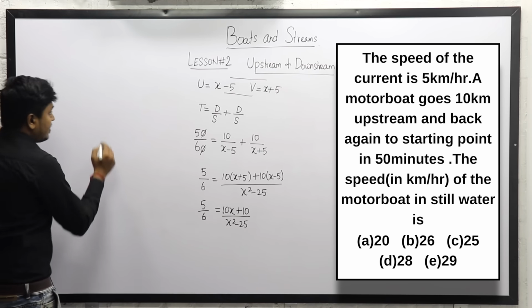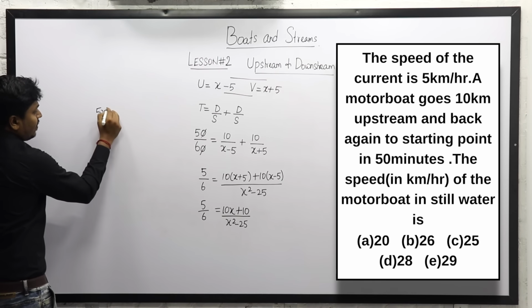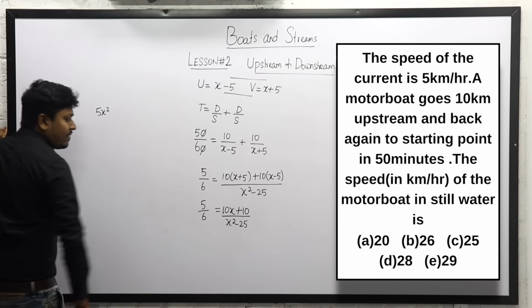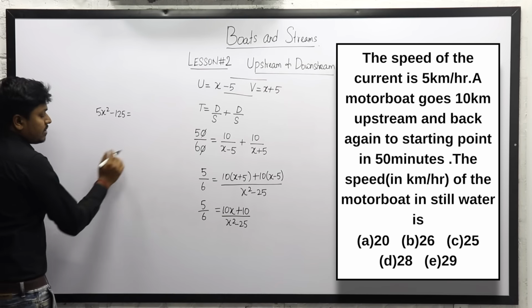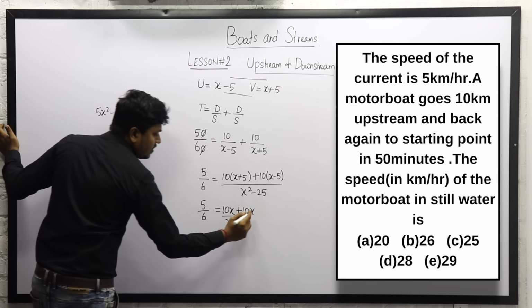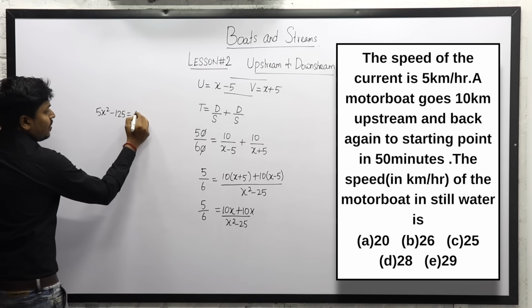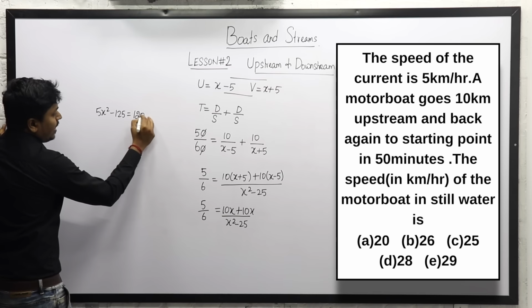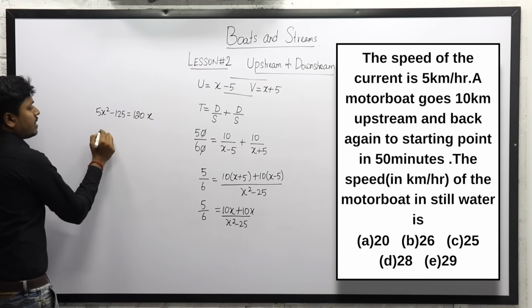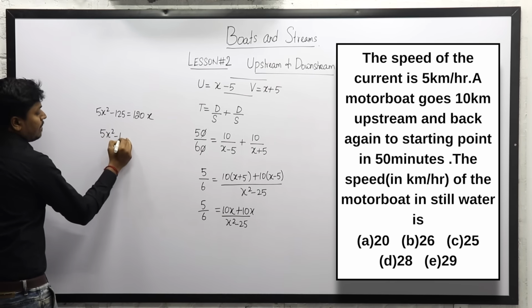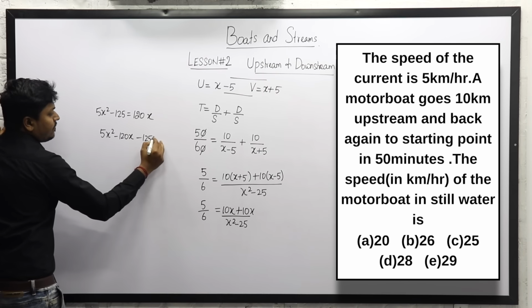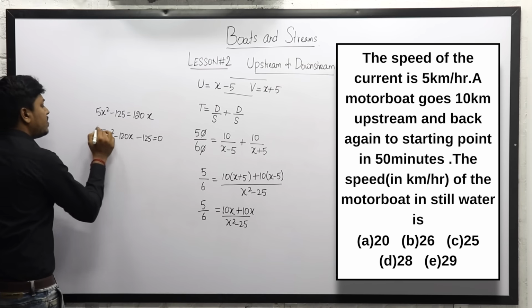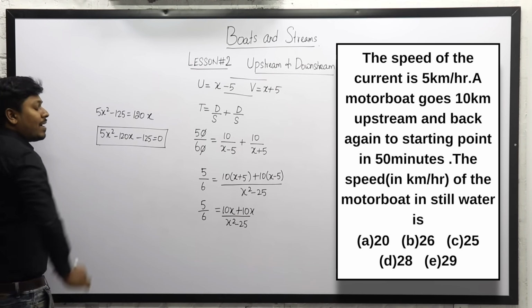Now we can cross multiply. The result will be 5x square, and 5 into 25 will be 125, so minus 125 is equal to 10x plus 10x, which will be 20x. 20x into 6 will be 120x. So finally this can be written as 5x square minus 120x minus 125 is equal to 0. Now we need to solve this equation by the quadratic method.